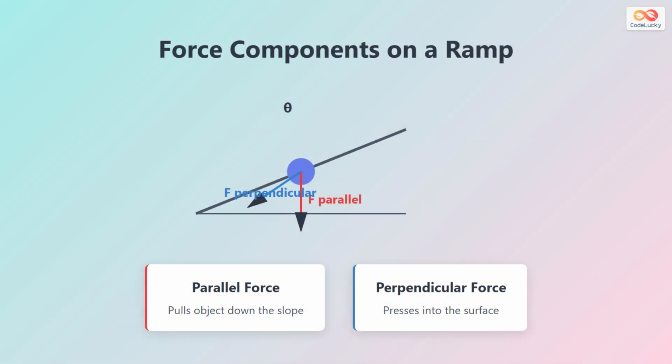When an object sits on an inclined plane, gravity acts on it in two ways. The force of gravity can be broken down into two components. The parallel force pulls the object down along the slope. The perpendicular force presses the object into the surface of the ramp. Understanding these force components helps us analyze how inclined planes work.